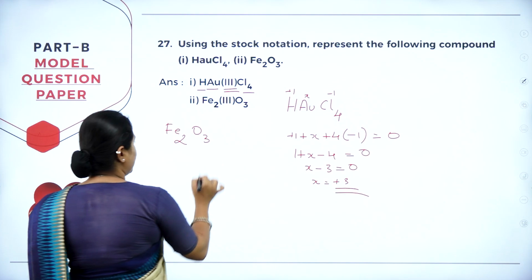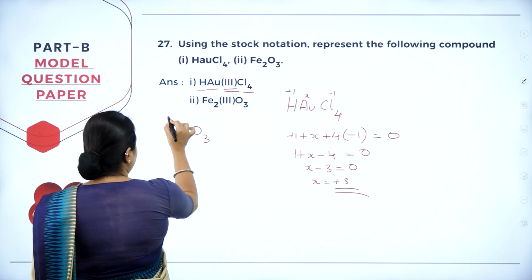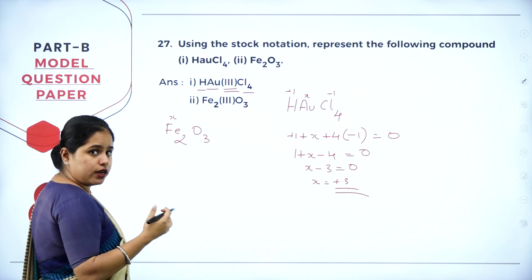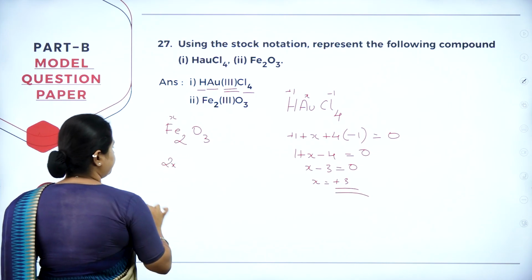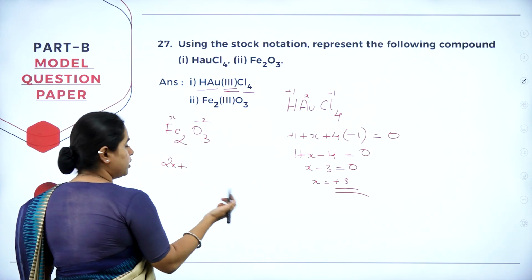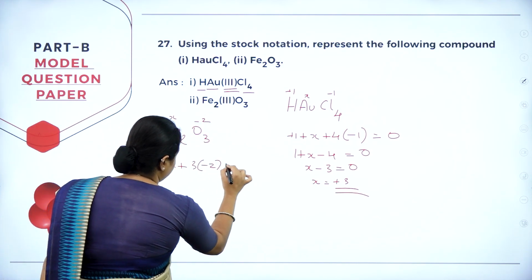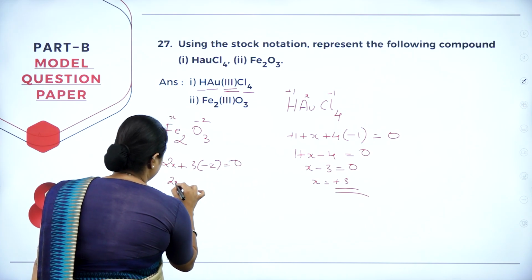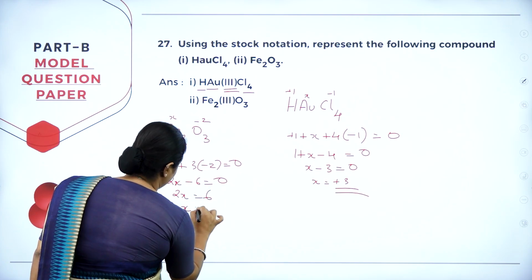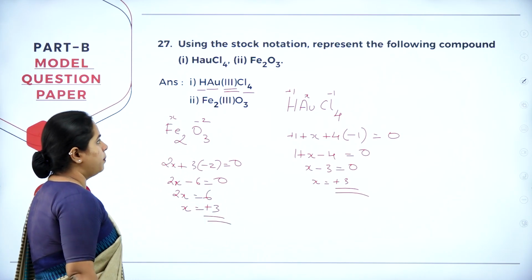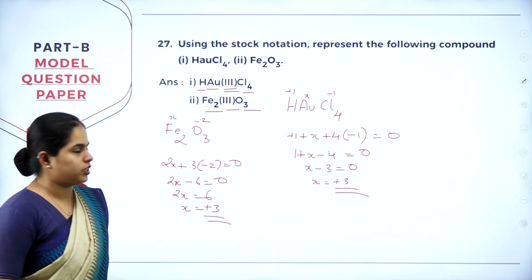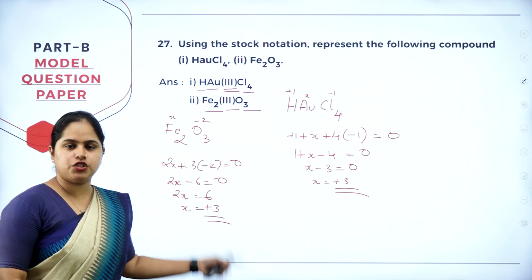So the first step is to calculate the oxidation number. For iron, we don't know, so we take it as X. How many atoms of iron are there? 2 are there. So 2X, plus, now for each oxygen, -2 is there. How many atoms are there? 3. 3 into -2. The sum will be equal to 0. 2x minus 6 will be equal to 0. 2x will be equal to 6. X will be equal to +3. Again, it is +3. So Fe(III)2O3. So this is how you have to write the stock notation. 2 are given, so each will carry 1 mark.